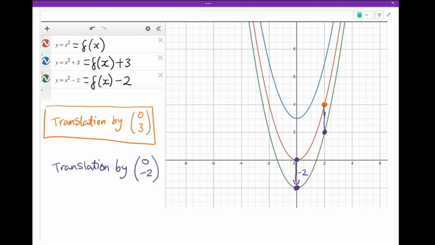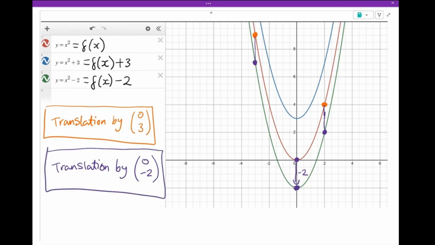Let's see if this checks out for another point. So I'm going to choose this point up here instead, and let's try and move this 2 downwards. So 1 downwards and then a second downwards, and we are at this point, which is on my green curve. So it seems that every point on the red curve has indeed been translated by 0, -2 to get to my green curve. So this transformation is correct for the entire graph.